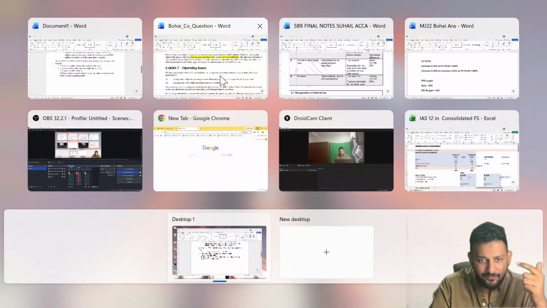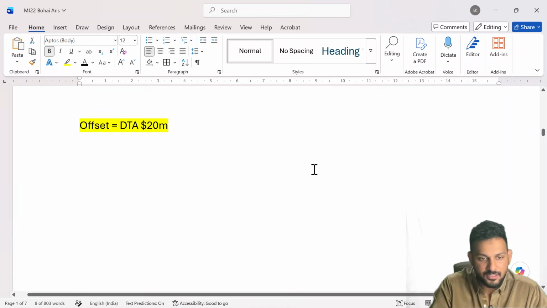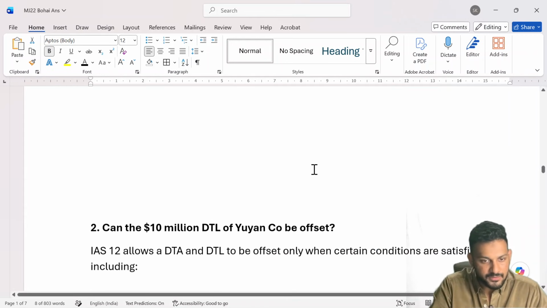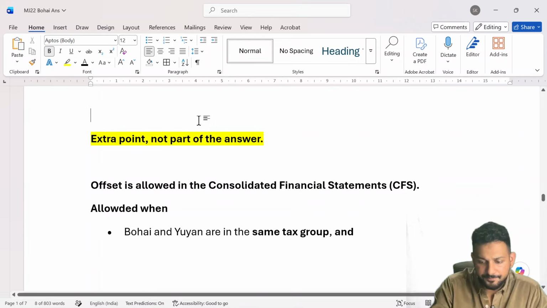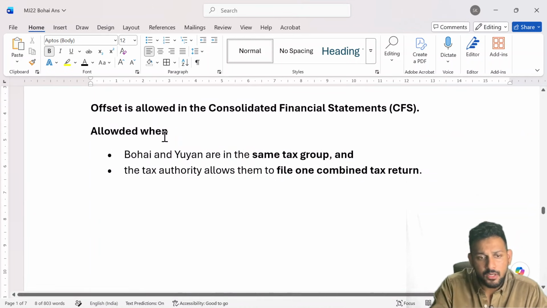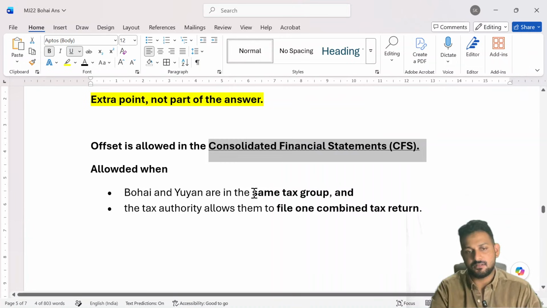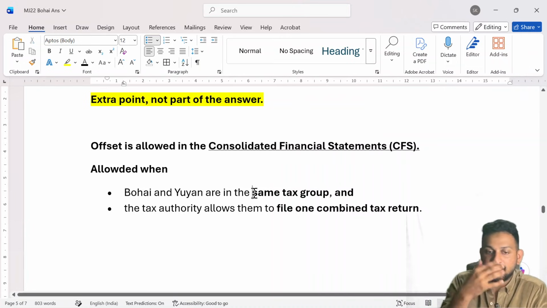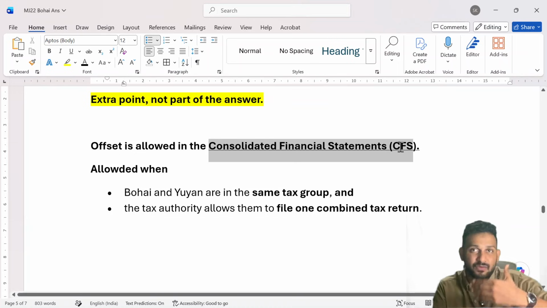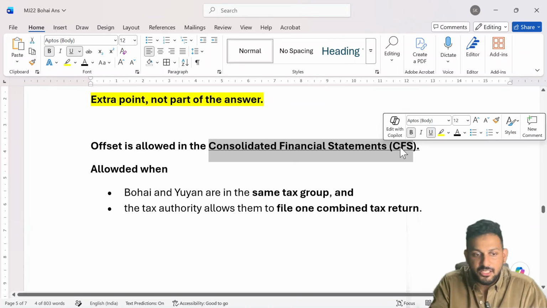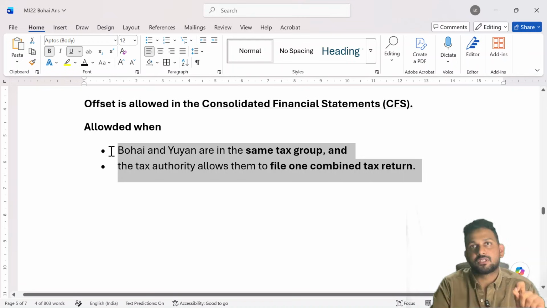Also, let me explain one more point. It's an extra point which is not part of this answer. Let me explain how the offset adjustments are applicable in the consolidated FS. Sometimes in the exam you can get the same question, testing how this will be impacting the consolidated FS. So in the consolidated FS, the offset will be allowed if both conditions are met.